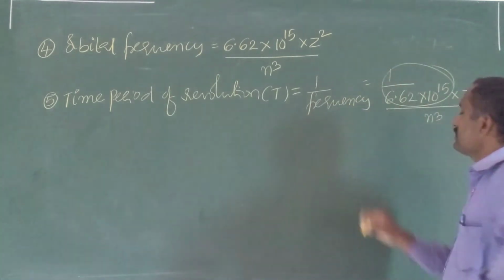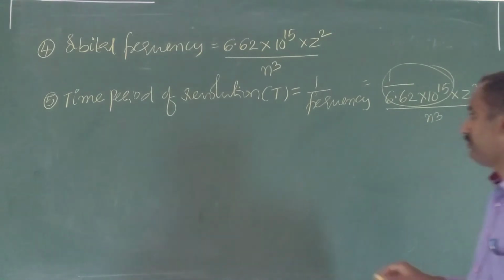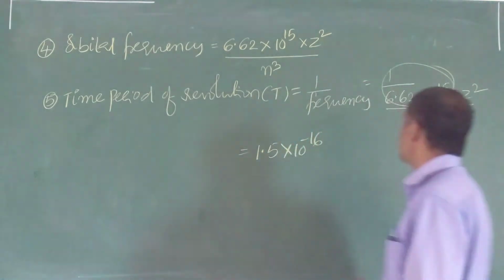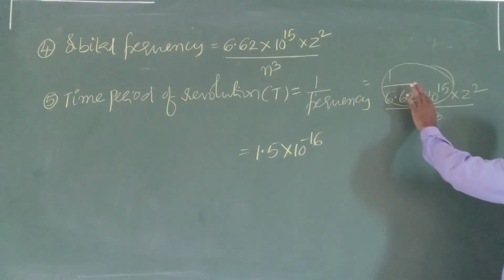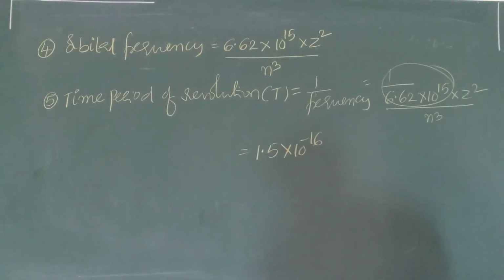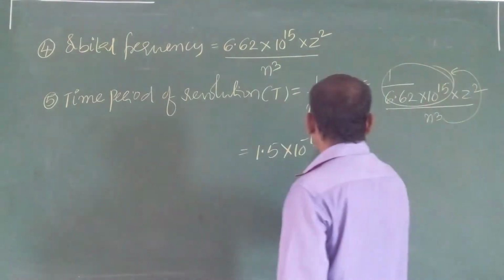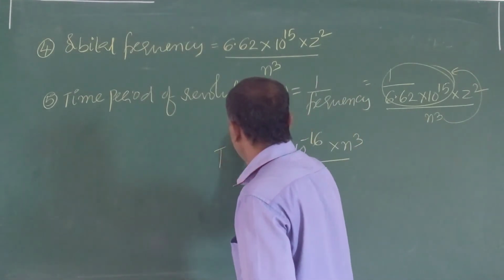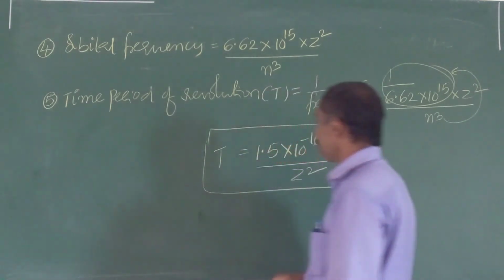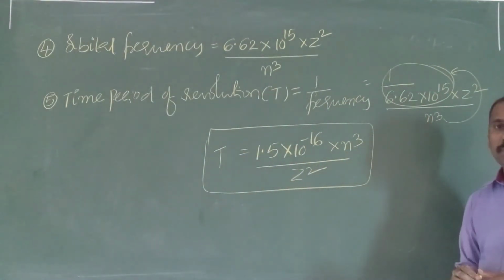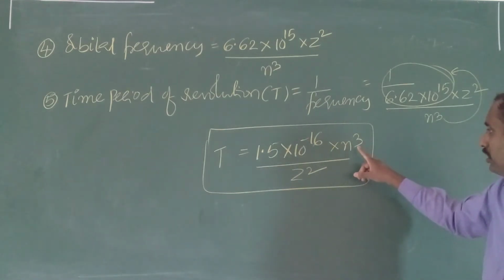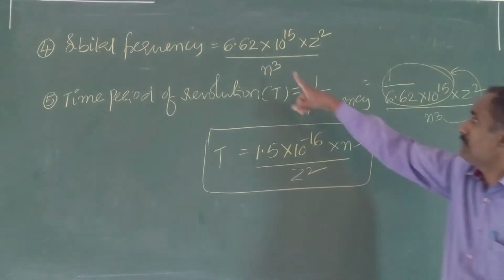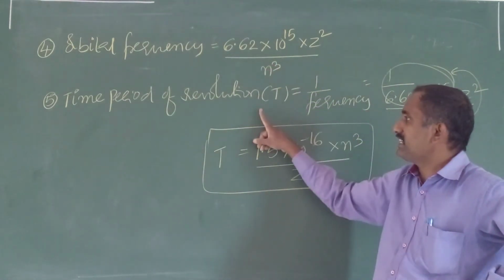If you simplify 1 by 6.62 into 10 power 15, you will get 1.5 into 10 power minus 16, and n cube goes to the numerator, so n cube by Z square. So this is the time period formula. Sometimes they will ask to calculate the time period of the second orbit of He plus ion, then apply this formula. Sometimes they will ask frequency. So frequency and time period are reciprocal.